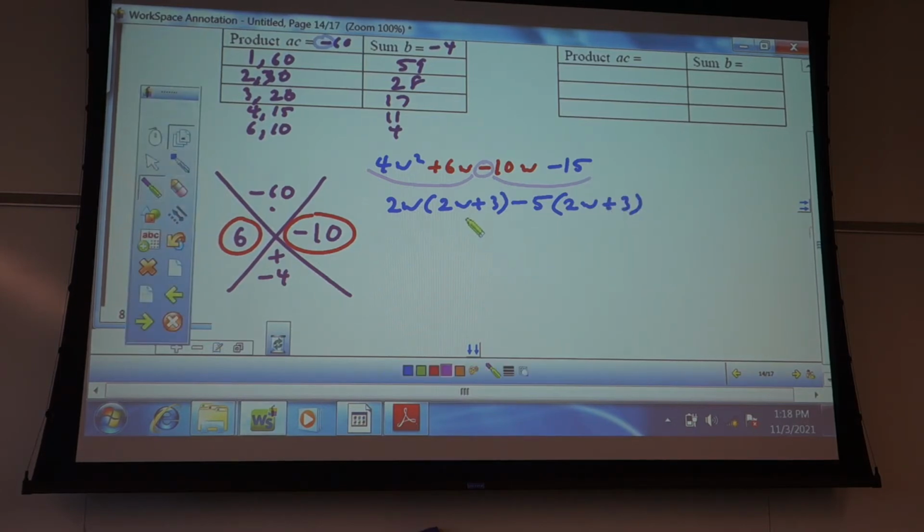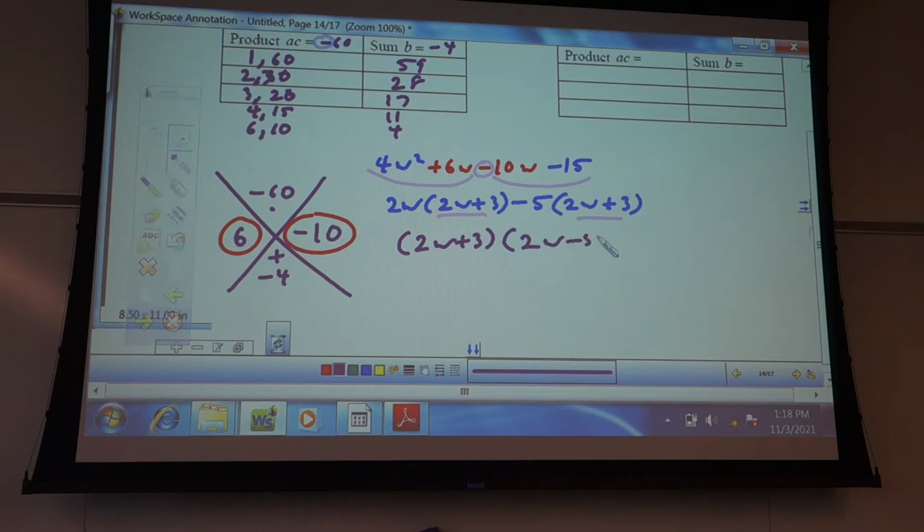And good, because these two are the same thing. So I have 2w plus 3 times what's left, 2w minus 5. So no matter which method you use, you should still get that answer. 2w plus 3 and 2w minus 5. Everybody got that? Yeah. Good.